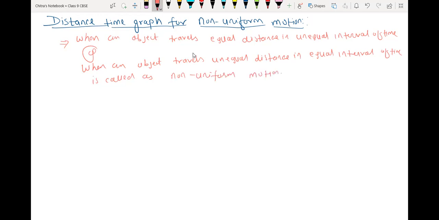Okay. So let's take an example. Again, I'm going to draw one table here. Example.